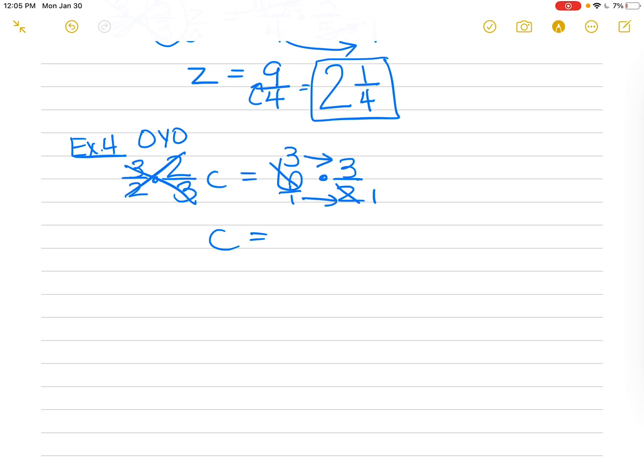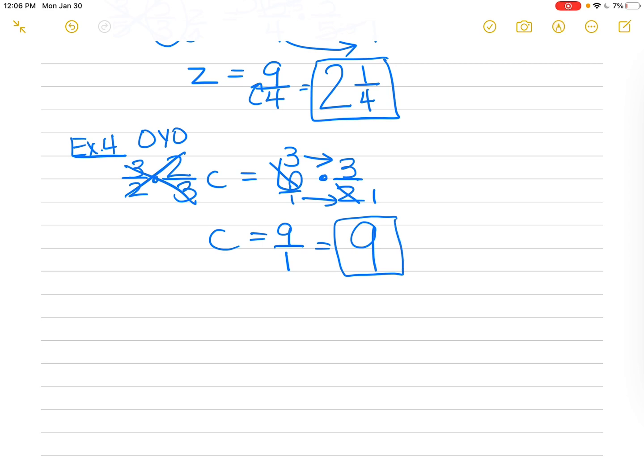Then I multiply across. So I get 9 over 1. You do not leave it like that. This is an improper fraction because the top is bigger than the bottom. So I say 1 goes into 9, 9 times. I have nothing left over, so I don't have a fraction. It's just c equals 9.